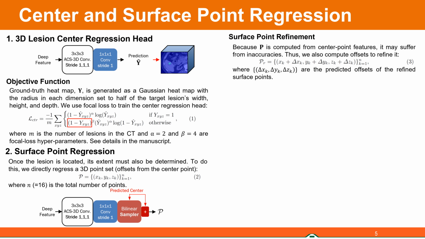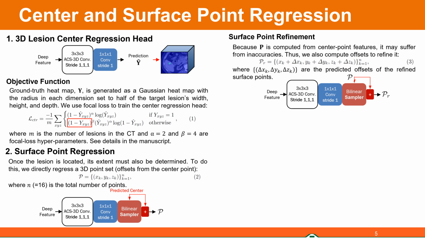Because P is computed from the center point features, it may suffer from inaccuracies. Thus, we also compute offsets to refine P, where delta x, delta y, and delta z are the predicted offsets of the refined surface point. To do this, for each location in P, we bilinearly interpolate corresponding backbone features and regress location-specific offsets.